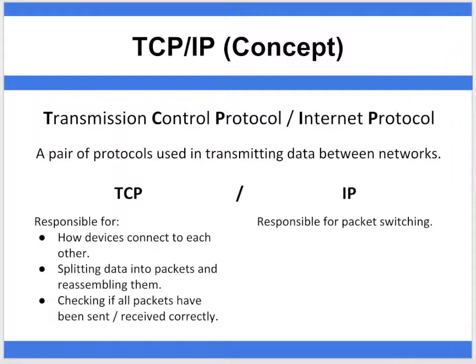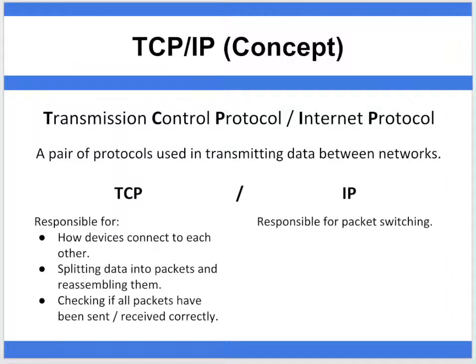So the TCP part of the TCP/IP is related to how devices will connect to each other. So this idea of what's called the end-to-end principle. So computer A and computer B transmitting data over the internet are responsible for the transmission and connection of the data and ensuring that the data is sent correctly. It's responsible for splitting the data into the packets and then reassembling them in correct order, and then checking if all the packets have been sent and received correctly.